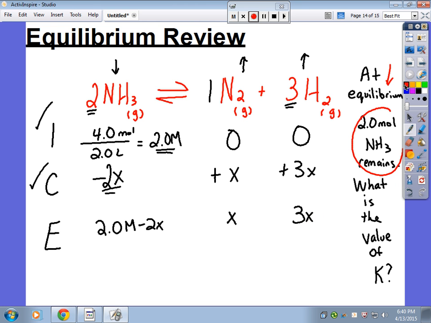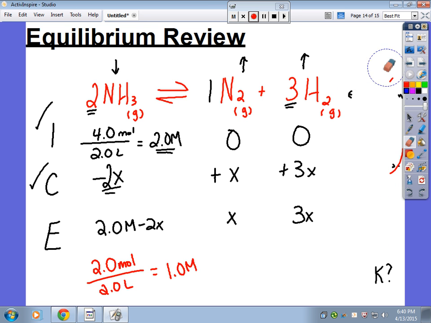Now, what did I just erase? I just erased what was left at equilibrium because they told me. They said, hey, look what I did. I measured that, look, there's 2 moles in a 2-liter container. So I know the value at equilibrium. And what do they want me to find? They want me to find the value of K. Well, how in the world do I do that? How do I find the value of K?